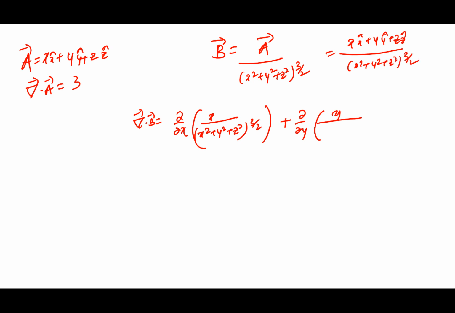So when we do the dot product with the operator, we get the x term here, y term here.